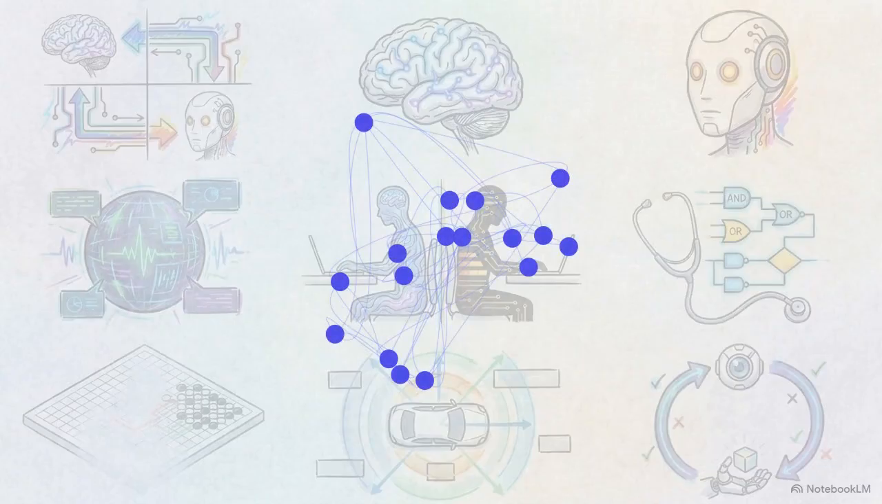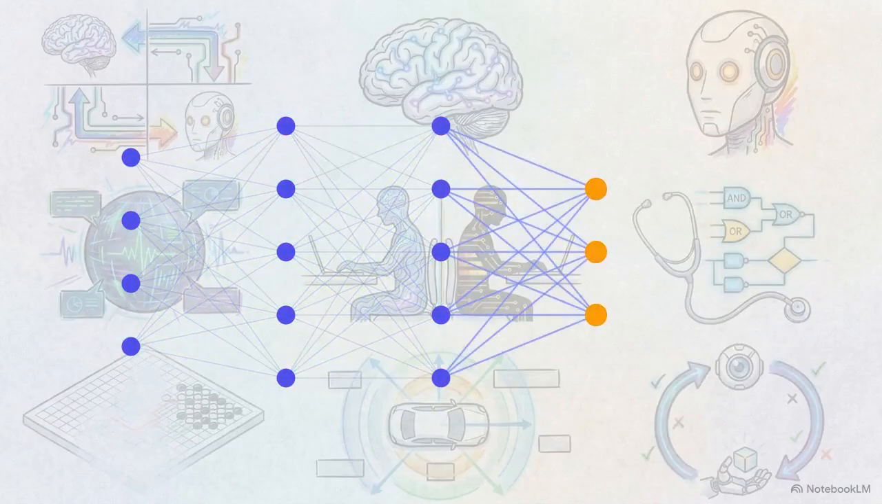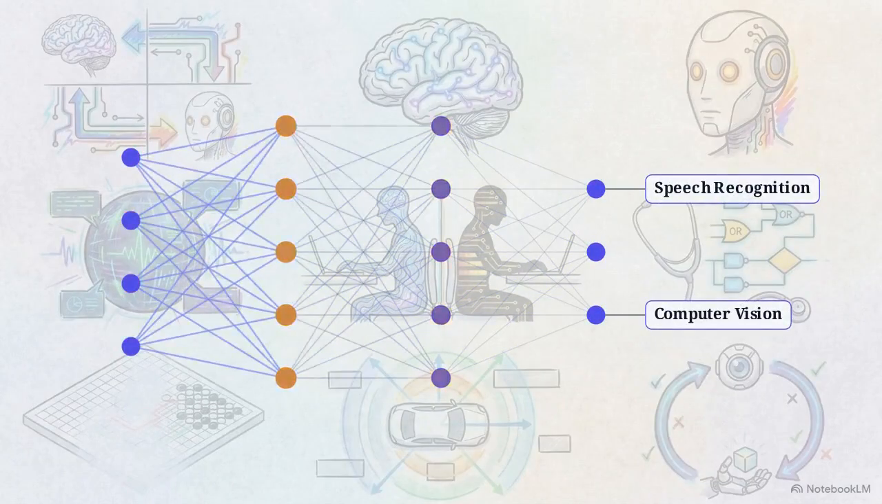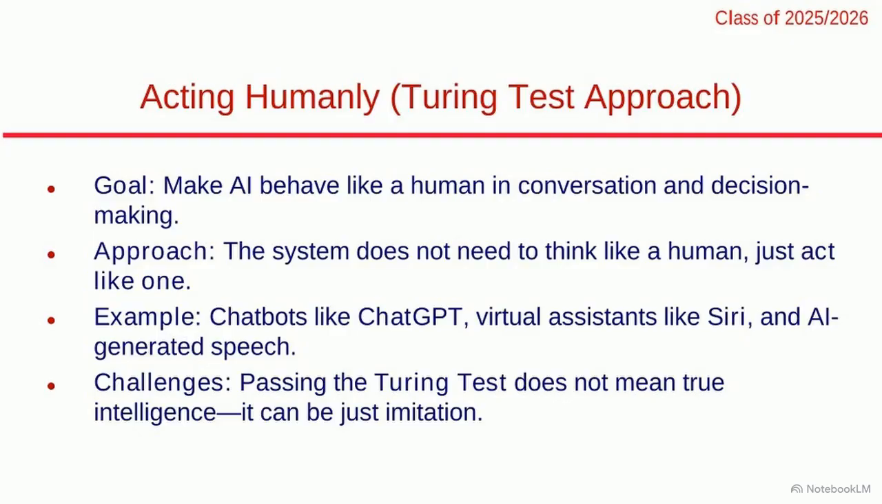This cognitive-inspired approach laid the groundwork for deep neural networks. By mimicking the physical structures of biological neurons, these networks process information in a way that enables modern speech recognition and computer vision. Moving directly down to the bottom left quadrant, we find the acting humanly perspective, historically driven by the Turing test.